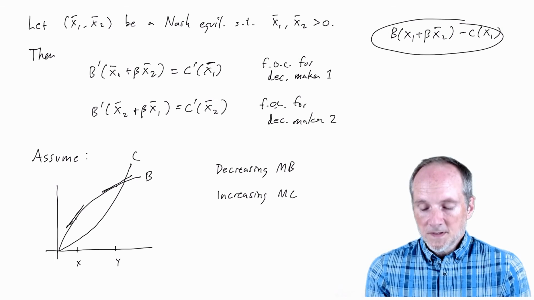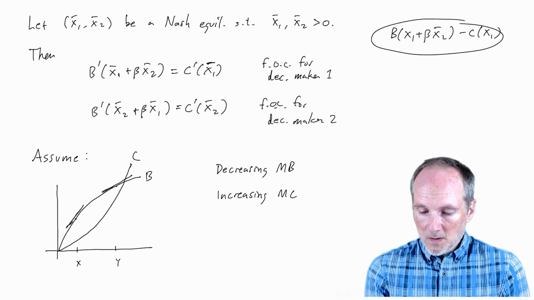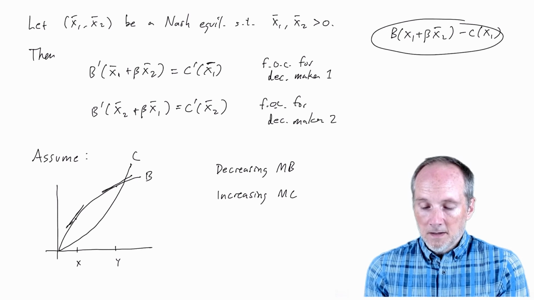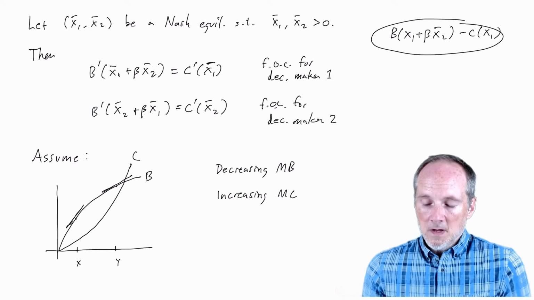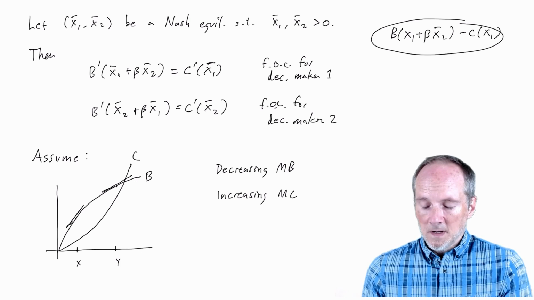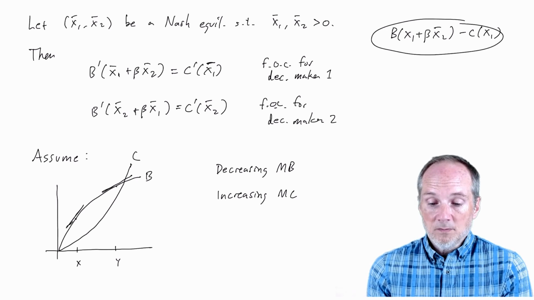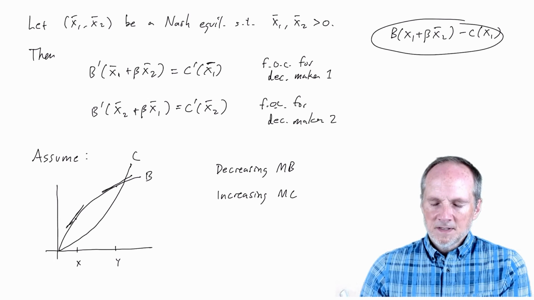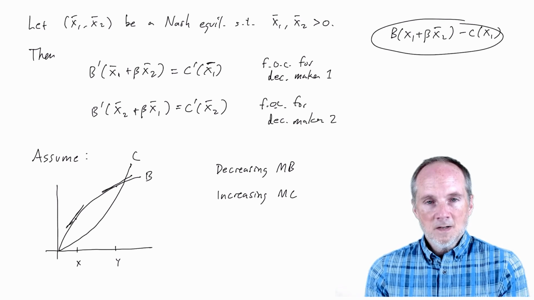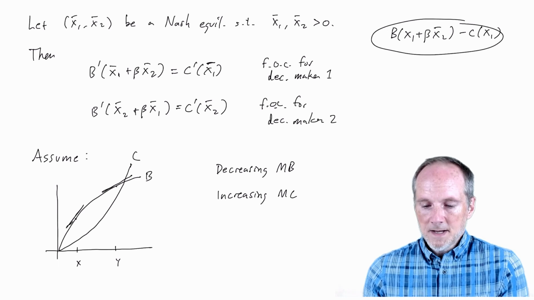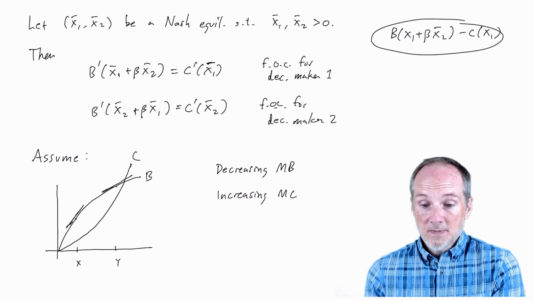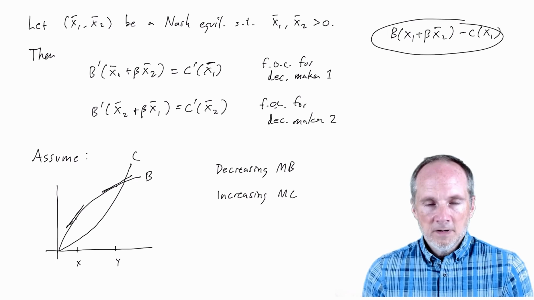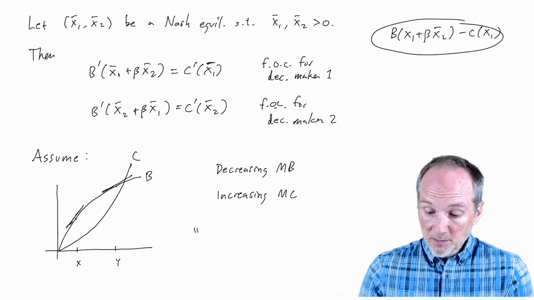Now, with those assumptions, I want to argue that in any Nash equilibrium, the 2 activity levels of the decision makers actually have to be the same. And that's not too surprising, given that the decision makers have the same functional form for their benefit and cost functions. It shouldn't be that surprising that they would end up doing the same thing. And we call that kind of equilibrium a symmetric equilibrium.